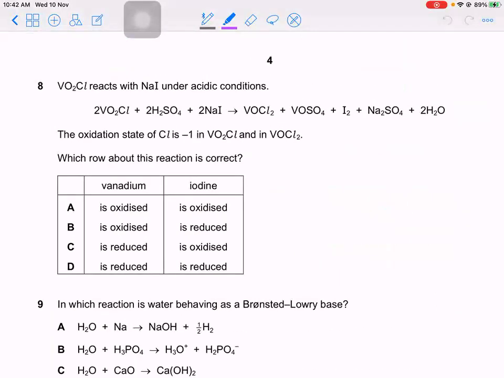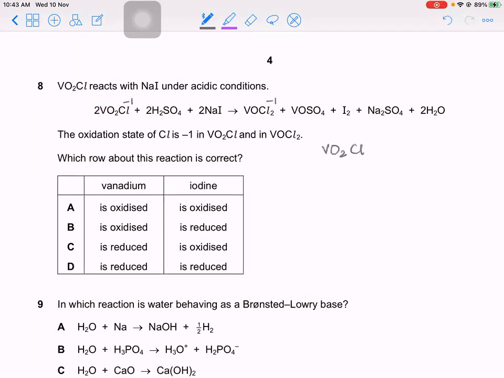Question number 8. VO2Cl reacts with sodium iodide under the conditions. Oxidation state of chloride is -1 in VO2Cl and in VOCl2. So chlorine is -1 here, and they are saying it is -1 here as well. So they've given you chlorine, and which row about this reaction is true? So can we find the oxidation state of V? How will we find it?